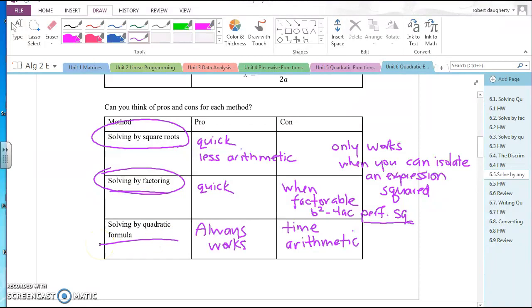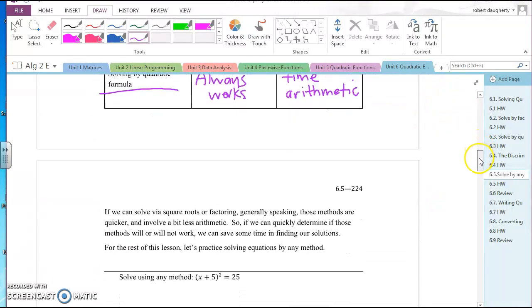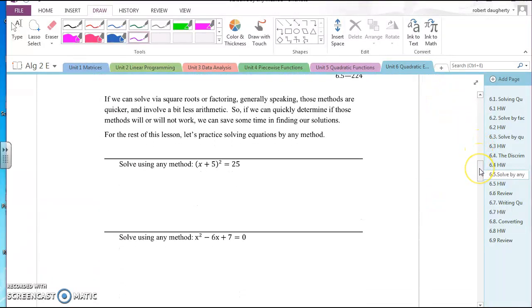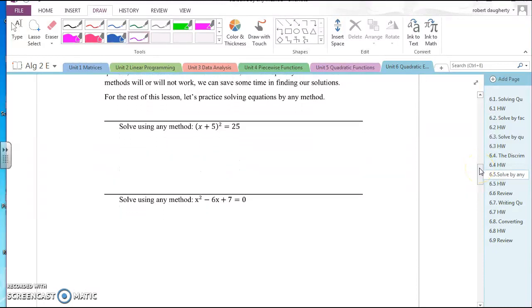So can we quickly determine if one of the other methods works? If so, we'll use it. If we can't determine that quickly, then we'll use the quadratic formula, or you could always use the quadratic formula, okay? So generally speaking, if we can solve with one of these other methods, we're going to do that first. So let's get some practice looking at something and determining what's the best method to solve it.